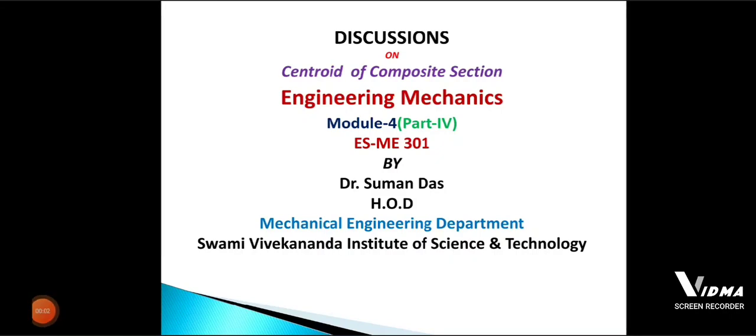Today we will discuss the centroid of composite section, that is Engineering Mechanics Module 4 Part 4, ESME 301. So far we have discussed how to locate the centroid of a simple figure like a triangle, rectangle, circle, semicircle, etc. Most of the sections used in engineering practice are composite sections, built up from many simple sections.